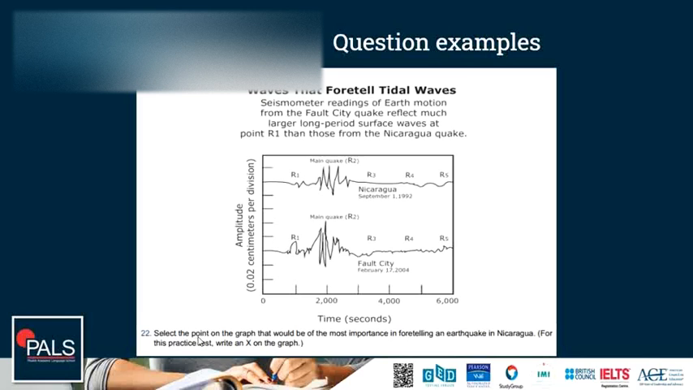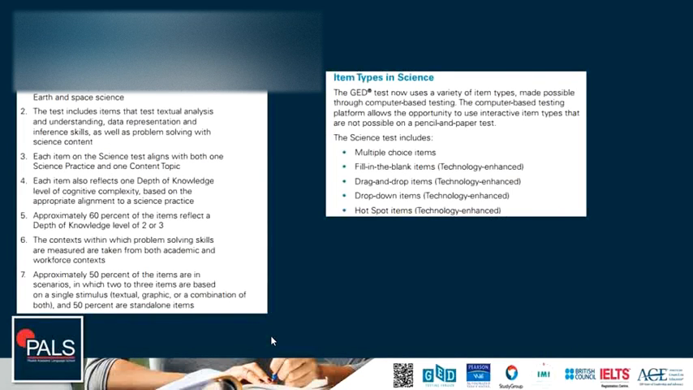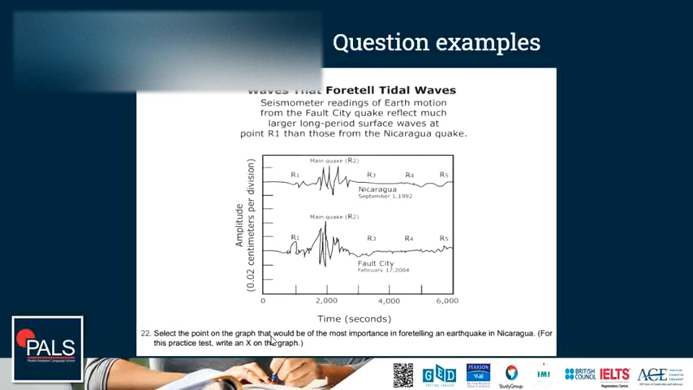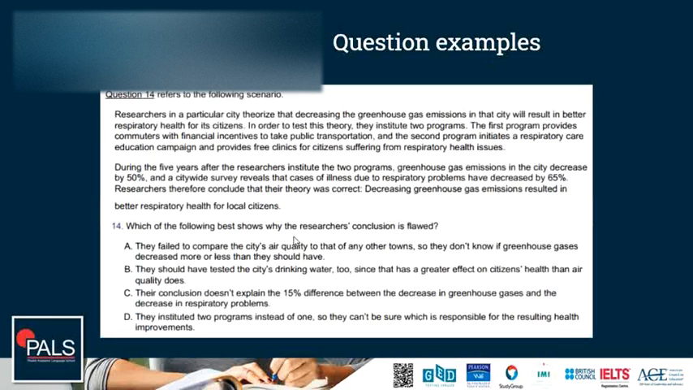And let's see what the question says. Select the point on the graph that would be of most importance in foretelling an earthquake in Nicaragua. So this is a hotspot item in the test. This would be interactive. You could click somewhere, a spot or an X would show up, and if it's in the right region, you would get the point. If it's in the wrong region, you wouldn't get the point.